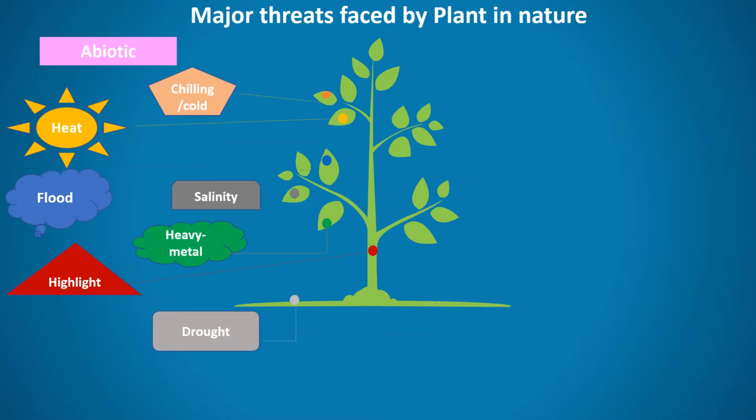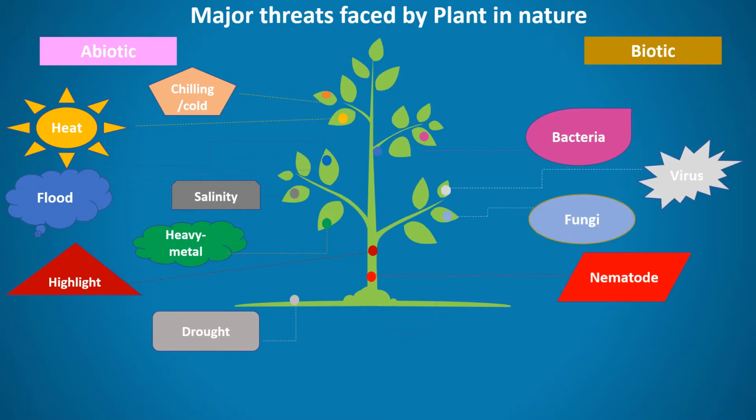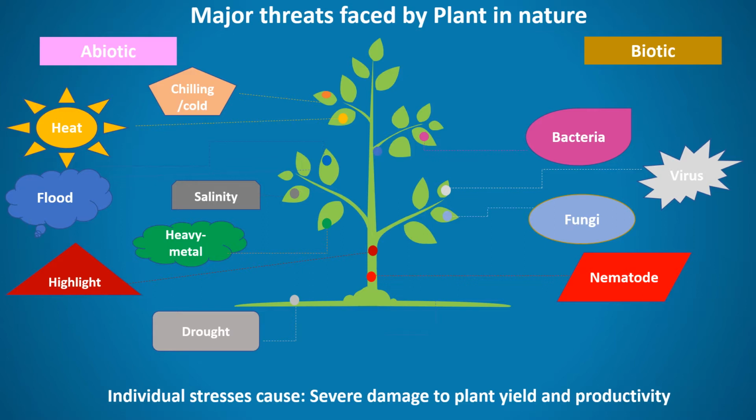The first is the abiotic category, when these stresses originate from the surrounding environment, for example, chilling, cold, heat, flood, salinity, heavy metal, high light, and drought. When these stresses originate from a living organism like bacteria, virus, fungi, and nematode, they are called biotic stresses. Together, these individual stresses cause severe damage to plant yield and productivity.